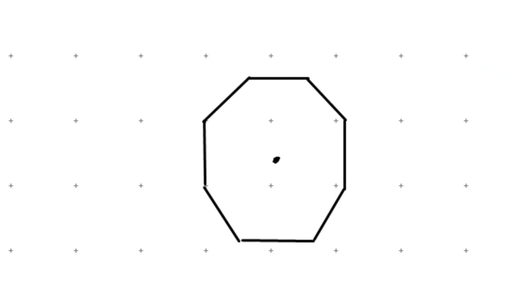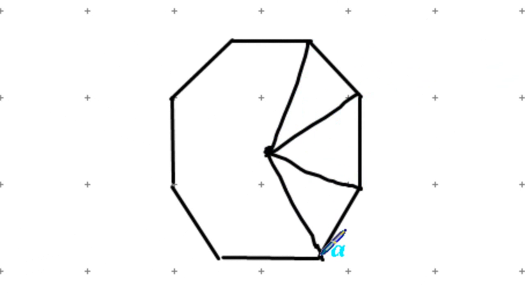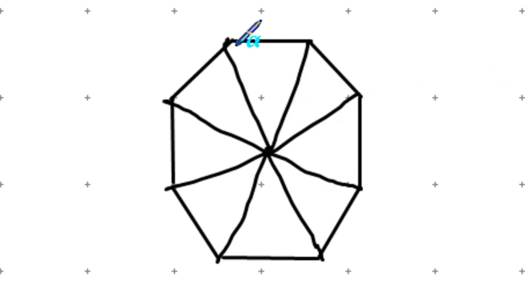If we're given other polygons, I can also use this procedure to find the area of all polygons. If I cut every regular polygon into separate individual triangles, I can find the area of each individual triangle and then multiply by how many triangles I have, and that's going to give me the area of the polygon.